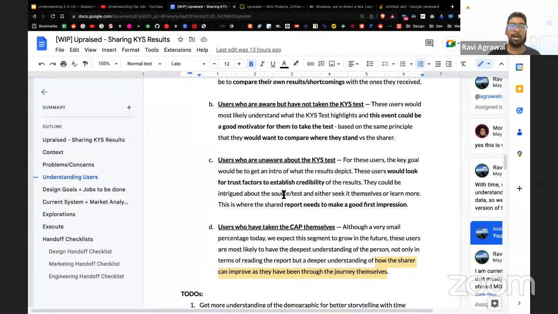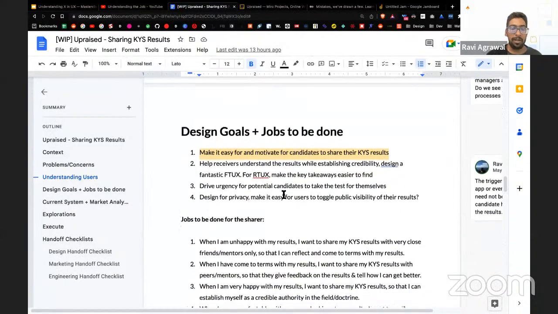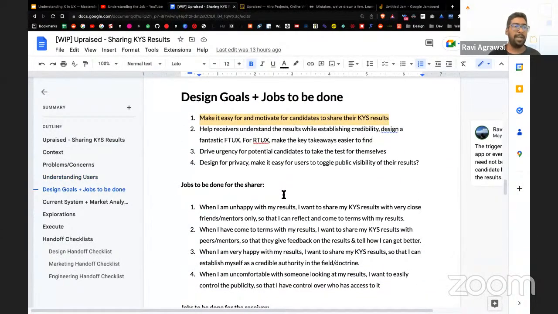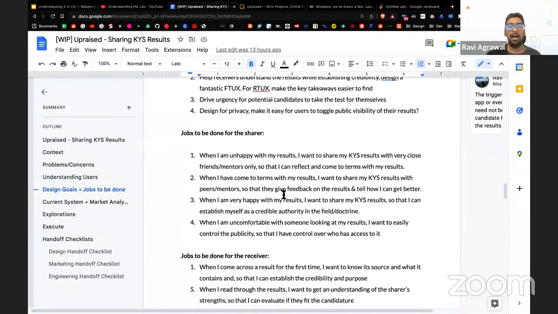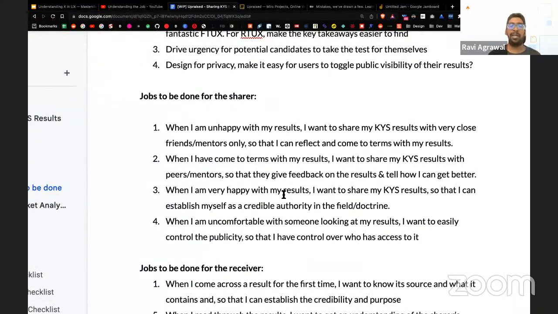Now, based on these different buckets, I started writing jobs to be done, and I started writing design goals, right? What are the jobs to be done for a sharer? When I'm unhappy with my results, I want to share my KYS results with very close friends or mentors only, so that I can reflect and come to terms with my results.